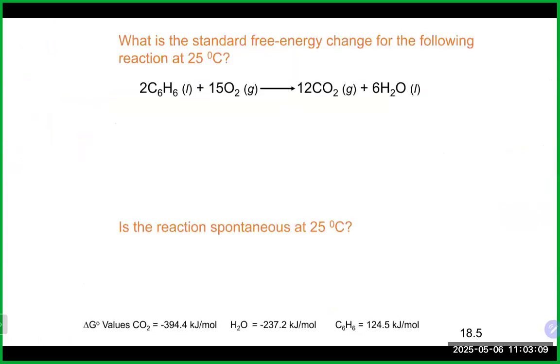So why don't you try one? Here's some of the values there on the bottom. O2 is 0 kilojoules. So calculate the delta G for this reaction and determine: is it spontaneous? Okay, so let's take a look. So obviously, once again, you would go look this up in a table if it wasn't provided for you. We're going to do basically our products minus our reactants here.